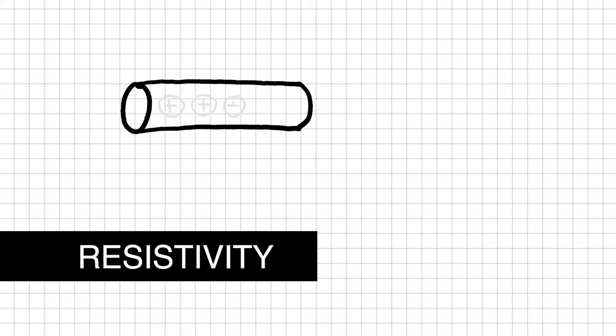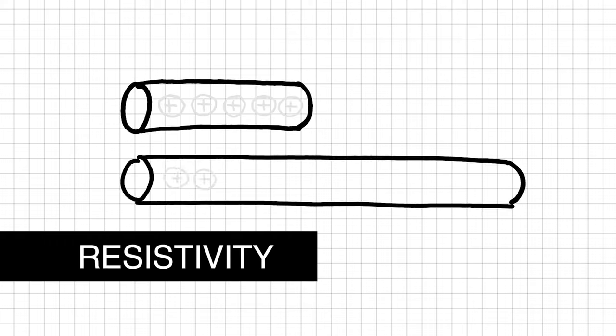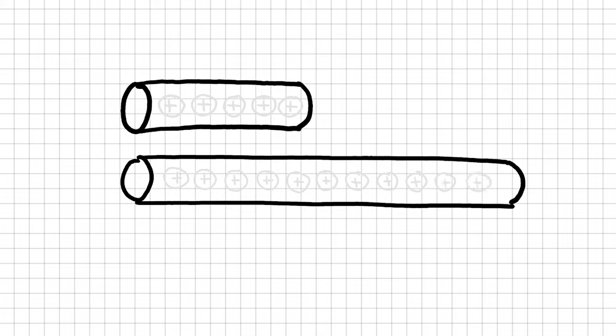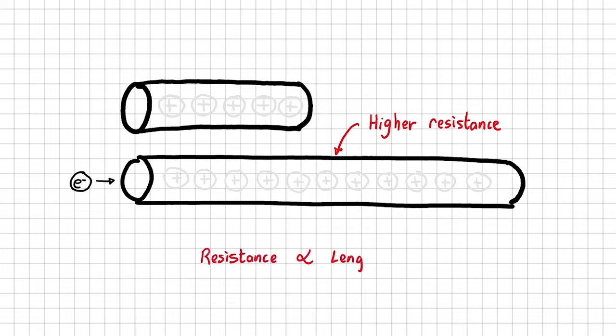If I have two copper wires with the same diameter, but one is longer than the other, you can expect the longer wire to have a higher resistance. That's because an electron needs to make its way between more positive ions before it reaches the other end. So here, we've established that resistance is proportional to the length of wire.